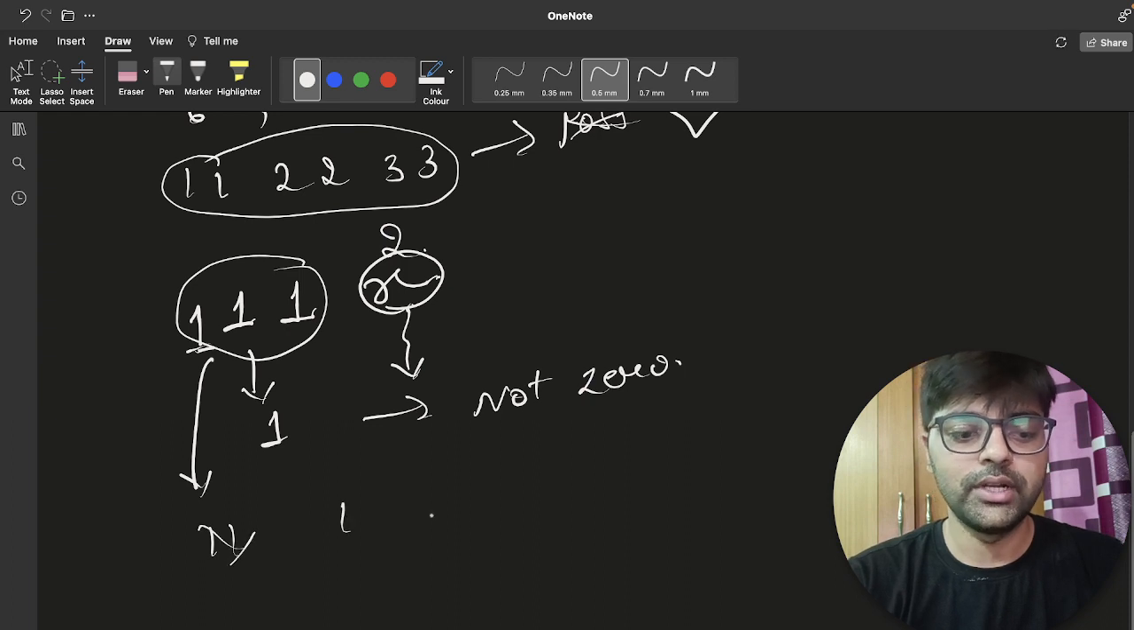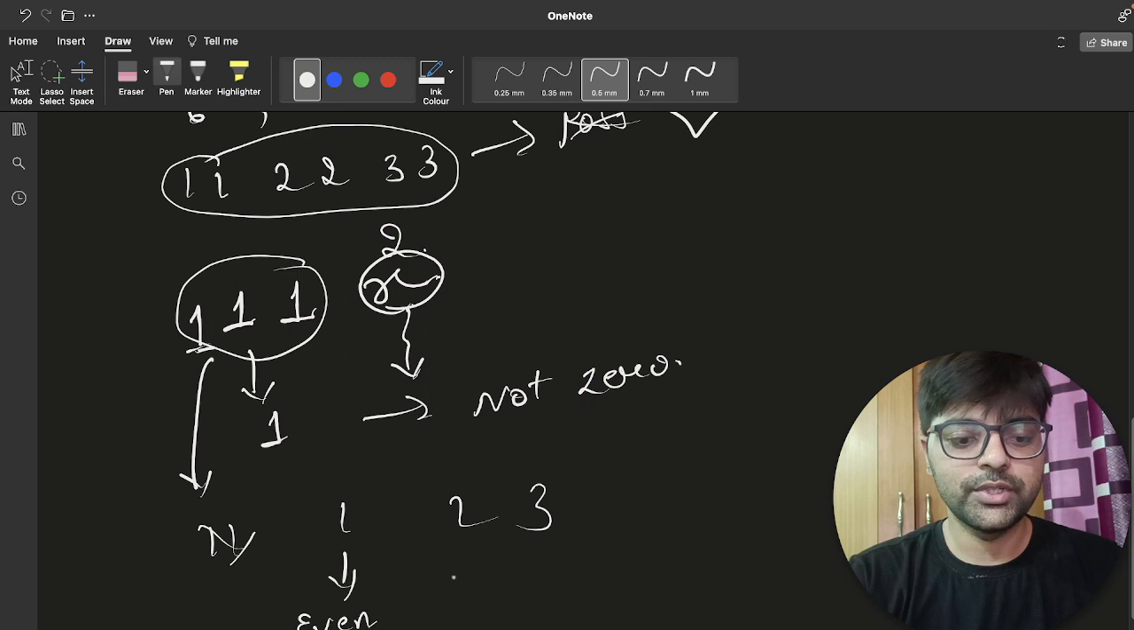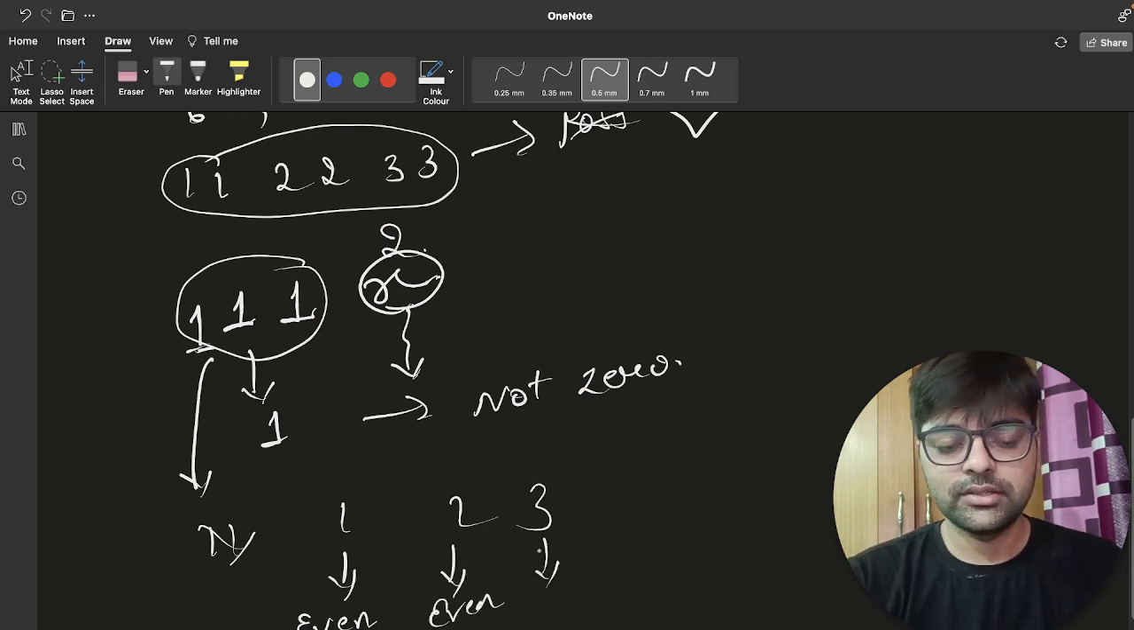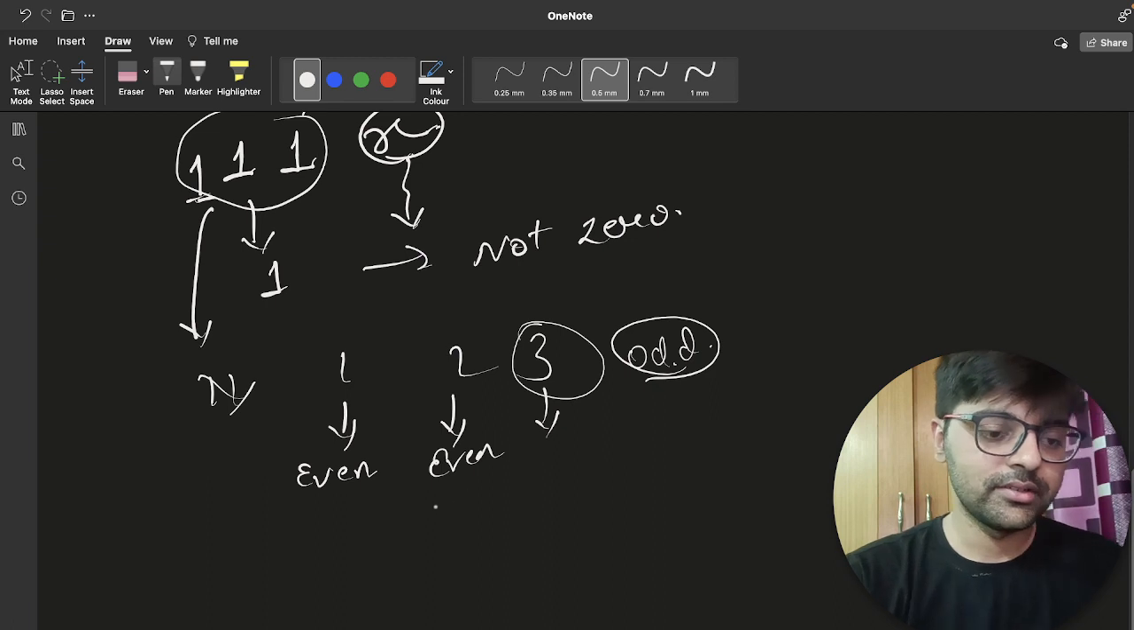So from here we can get that for all the elements present, let's say 1 2 and 3 are present, then 1 must be present an even number of times, 2 must be present an even number of times, and 3, the last number, can be present an odd or even number of times because there is no element greater than that.